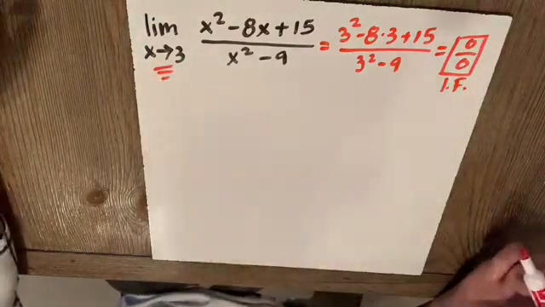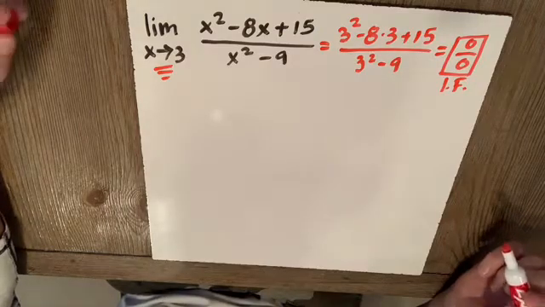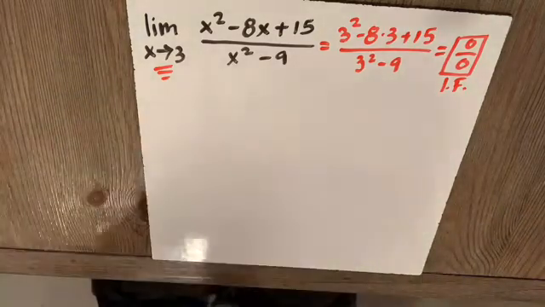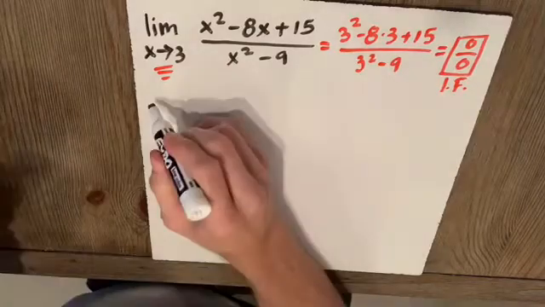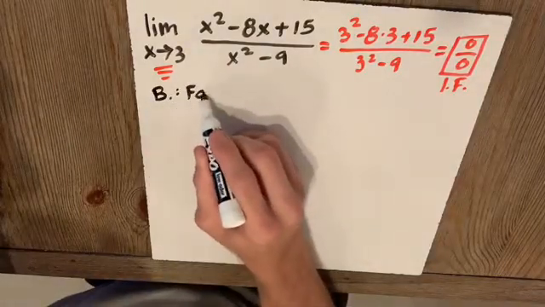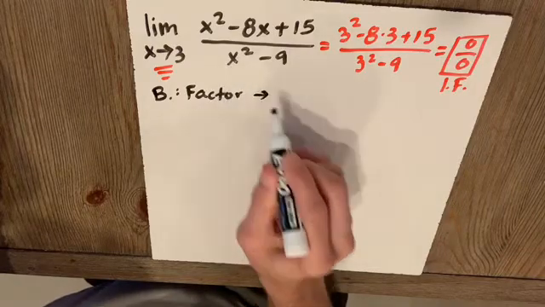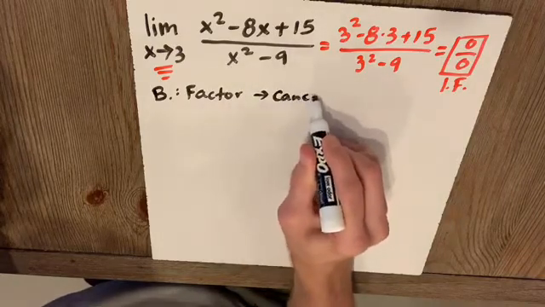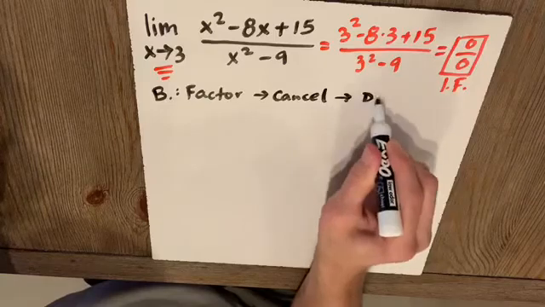But of course, I need to find the y coordinate of that. I already know there's a hole, though. So my plan B, of course, I've got to have a backup plan. And that is going to be factor, cancel, and then use direct substitution.